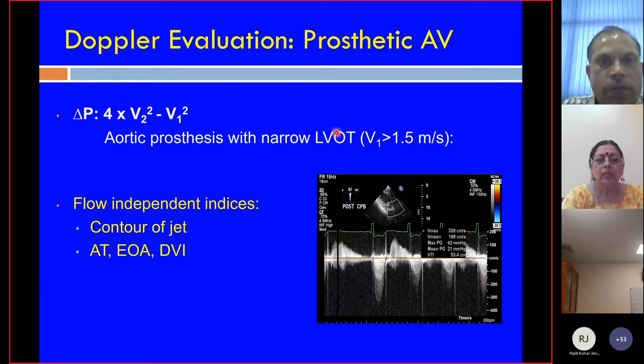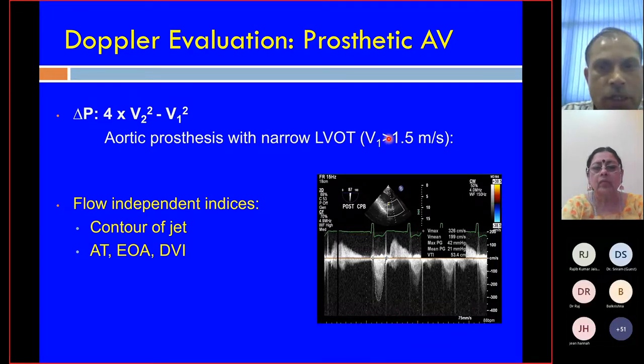So coming to the Doppler examination, as I said, you can align continuous wave Doppler across the aortic prosthesis and measure the gradient using the modified Bernoulli equation. However, always take into account that if there is narrowing in the LVOT and the velocity in the LVOT is higher, this should be deducted from the velocity across the prosthesis. Also, this is a flow dependent parameter, so anything which increases the cardiac output will increase the gradient across the prosthesis. So you should look for flow independent indices like the contour of the jet, acceleration time, effective orifice area or Doppler velocity index. We will come to them one by one.